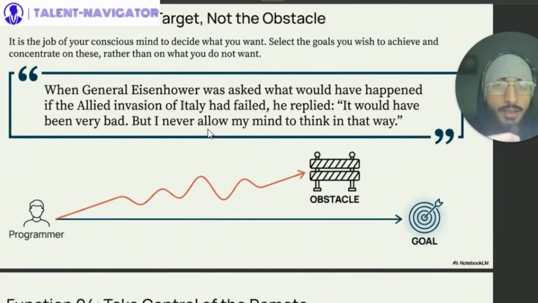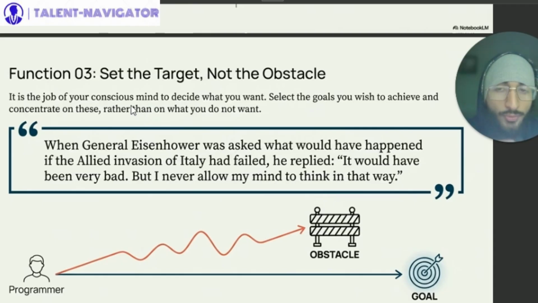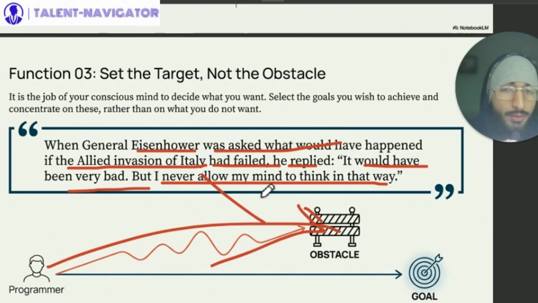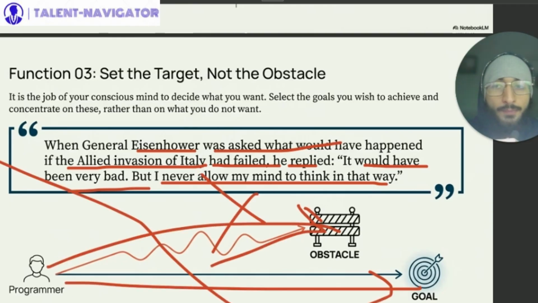Function 3, set the target, not the obstacle. It is the job of your conscious mind to decide what you want. Select the goals you wish to achieve and concentrate on those rather than on what you do not want, right? So when General Eisenhower was asked what would have happened if the Allied invasion of Italy had failed, he replied, it would have been very bad, but I never allow my mind to think of it in that way. So do not focus on the obstacle, right? Never. Focus on the goal that you have, right?